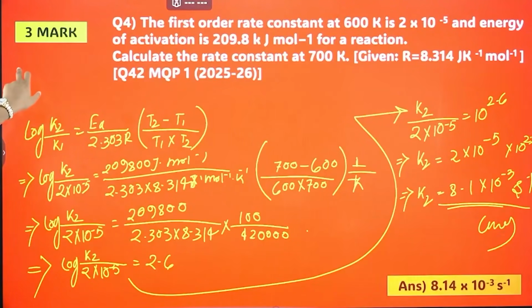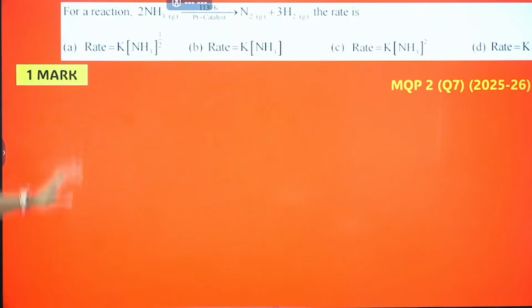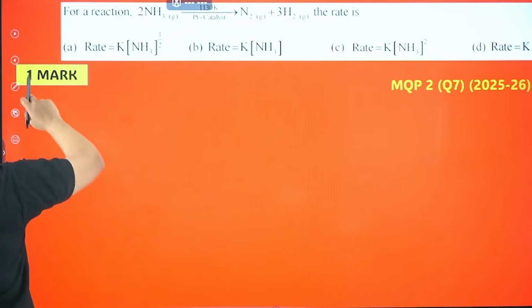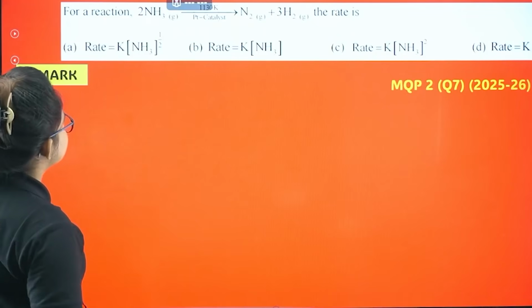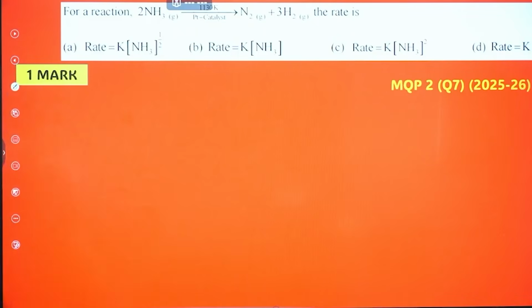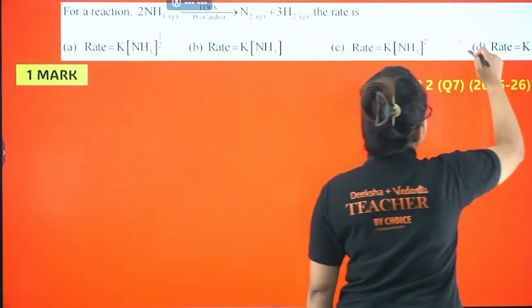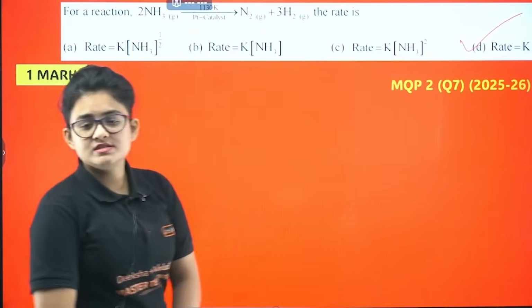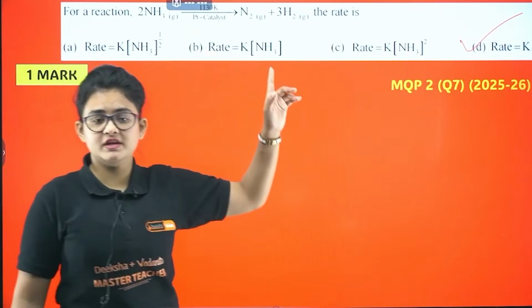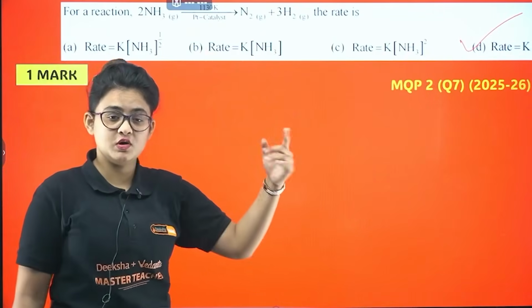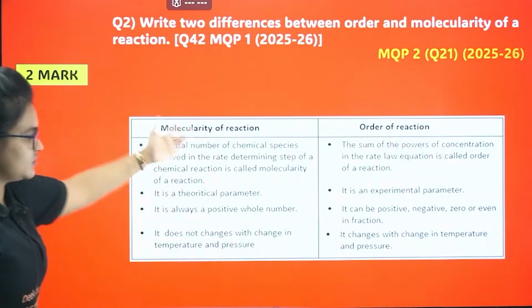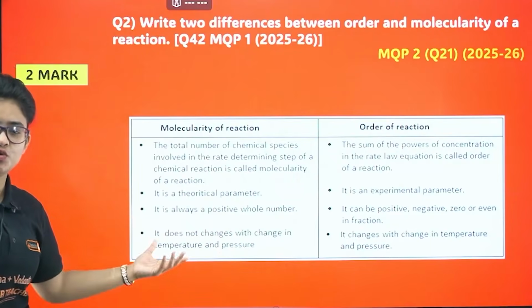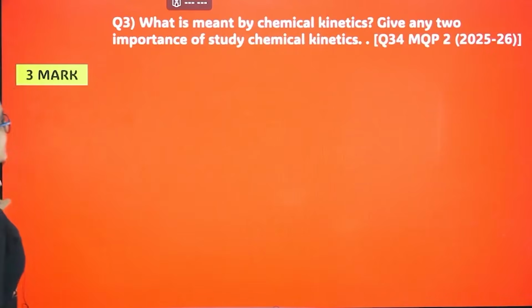Let's proceed. This is an MCQ based question, a very important question from the model paper. The reaction 2NH3 gives N2 plus 3H2. The rate is going to be a zero order reaction. Why? Because the decomposition of the gas is going on a metal surface. Let's proceed. Write 2 differences between order and molecularity. Here you can see so many differences are there. Any 2 you can pick and write down.